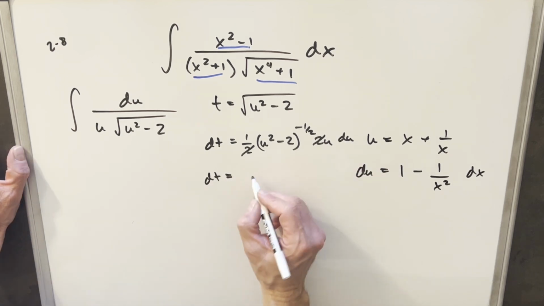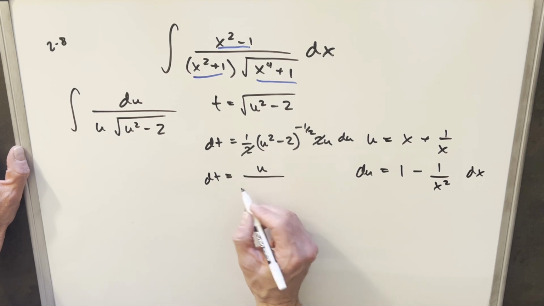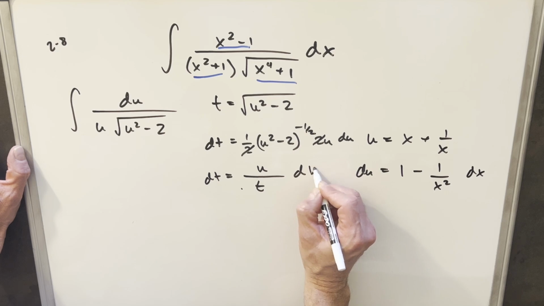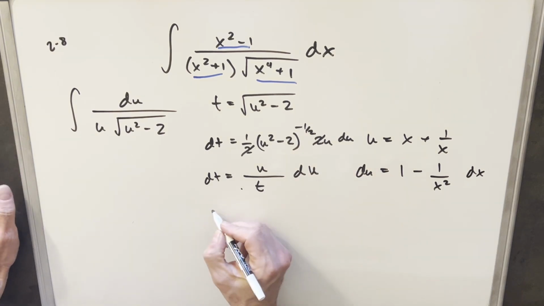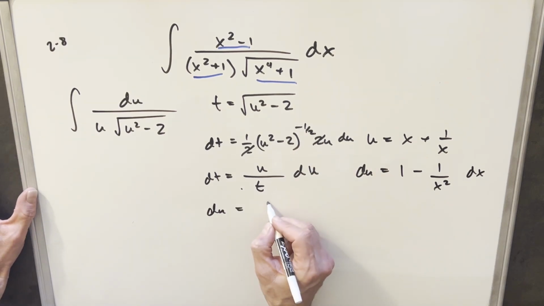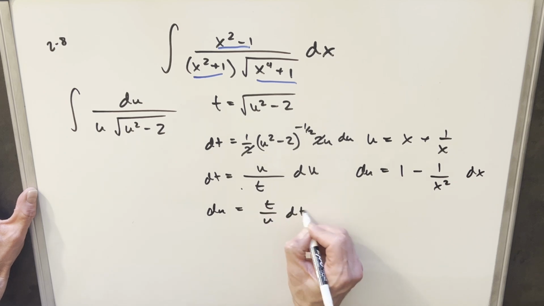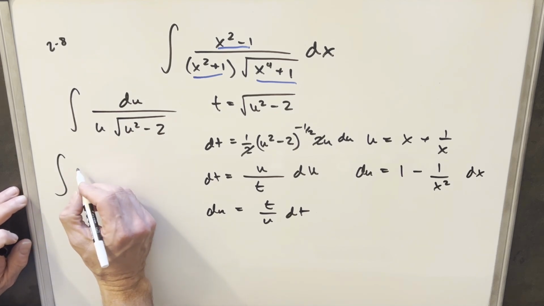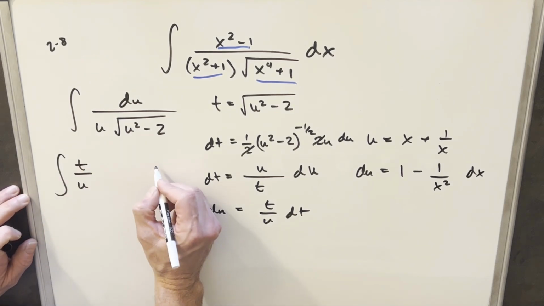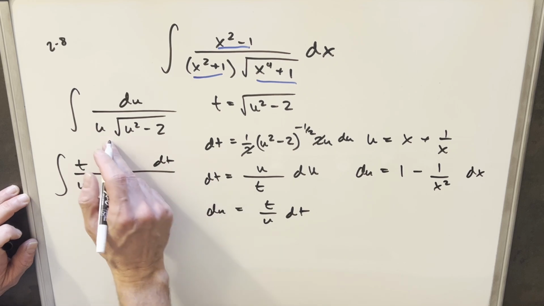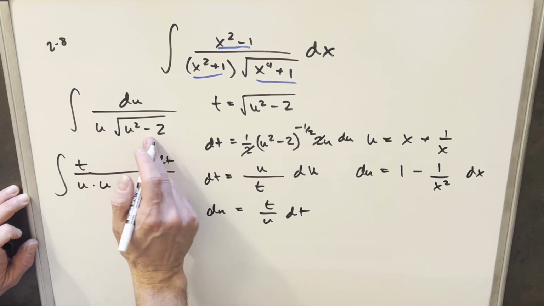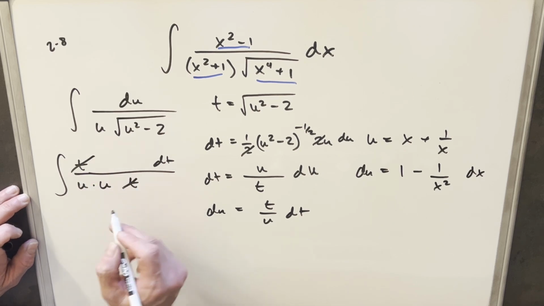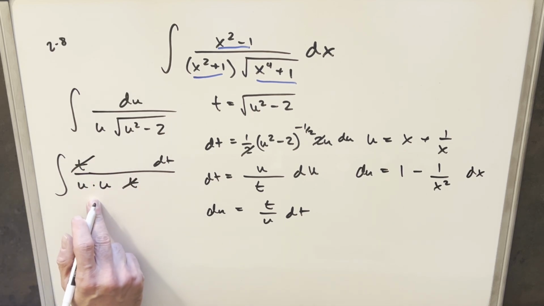Then I can rewrite this as u over the square root of u squared minus 2, but that's just t. So we'll have u over t du. Solving for du, we have du equals t over u dt. Now we'll make this substitution. For my du, we end up with t over u dt, and then we have another u here. This u squared minus 2 is just our t. So the t's cancel, and we're just left with u squared in the denominator.